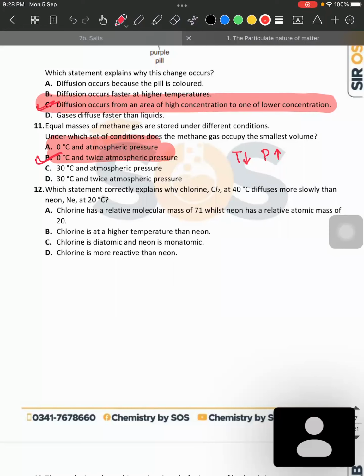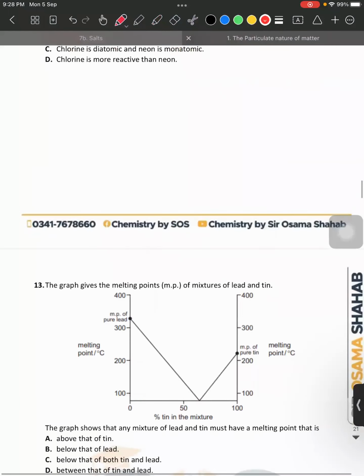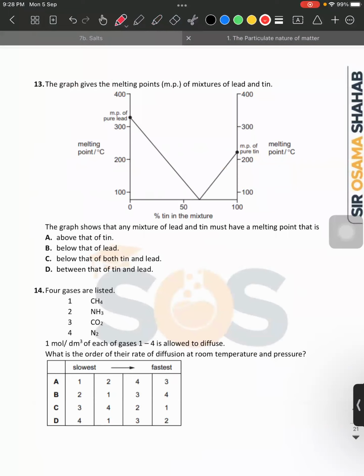Sir, 12 का part A. 12th का part A: which statement correctly explains why chlorine diffuses slower than neon? Yes, chlorine has a relative molecular mass of 71, while neon has a relative atomic mass of 20. Yes, the one which is heavier in mass will definitely diffuse slower, right? Is that right? Yes, sir. Okay, there's one, I think it will be a difficult one, but let's check. Can you solve this? Yes, Farwa, can you solve this?